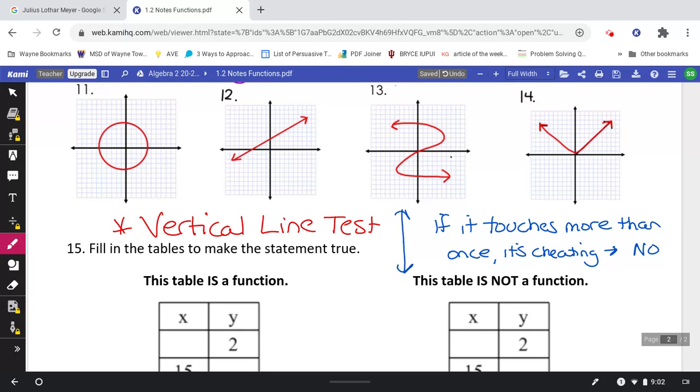So on example number 11, I'm going to draw my line right here. Well, it touches once and twice. So that's a no. For number 12, it doesn't matter where I draw my line. Here, it only crosses once. Over here, on the right-hand side, it only crosses once. No matter where I put it, it's only crossing once. This is a yes.